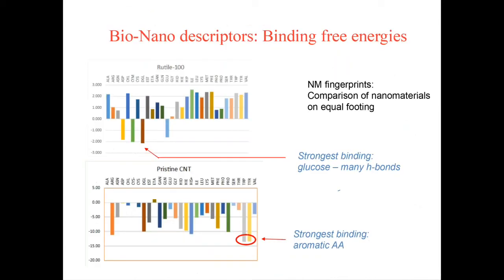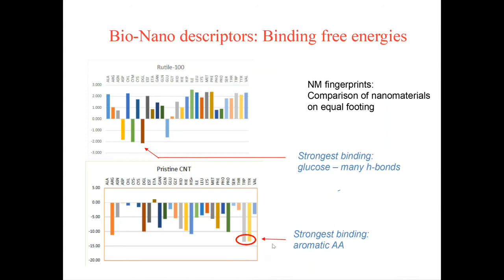So in total we have about 30 binding free energy descriptors, and we can compute these for different materials. And here you see the adsorption free energies for binding to the rutile 100 surface. All positive values mean that these biomolecules do not bind to titanium dioxide, and only a few polar molecules can bind to it.